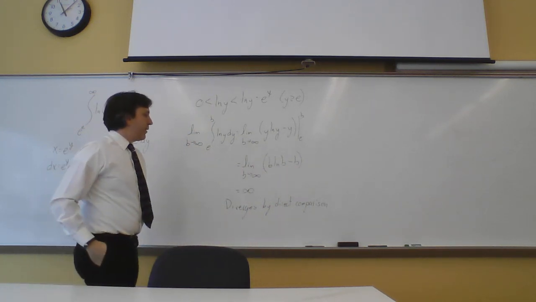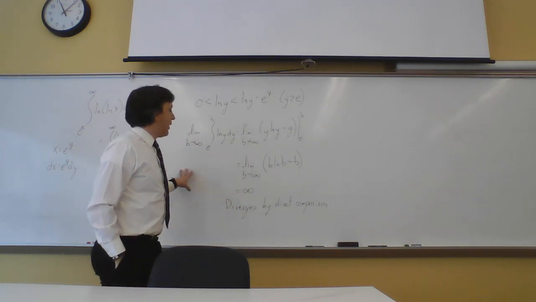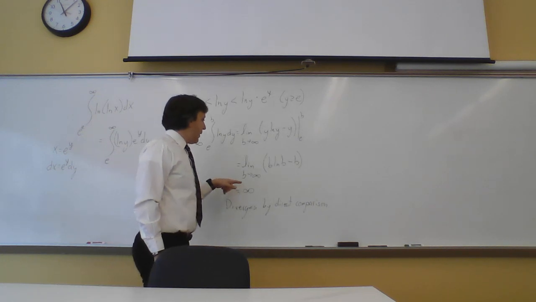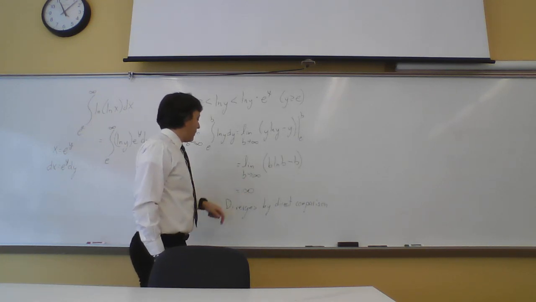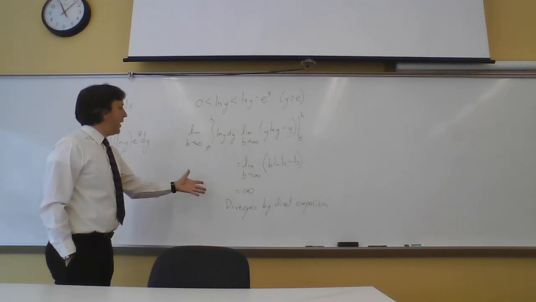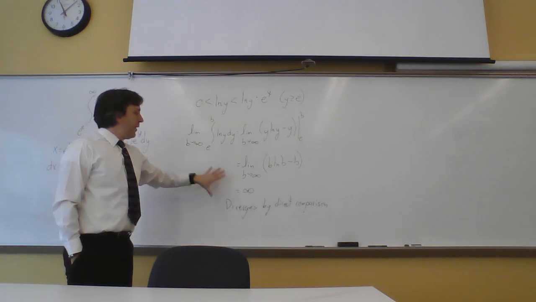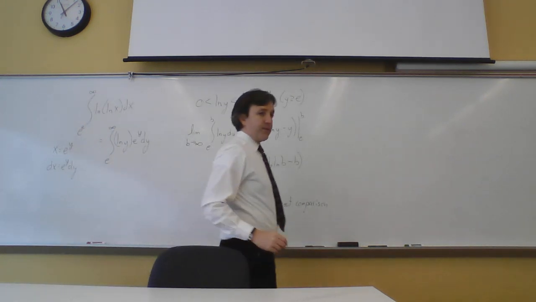But here's the thing, b natural log of b is going to infinity really fast. Which means that this whole limit is going to infinity. And so because the natural log of y is a smaller function this time, our function has to diverge by the direct comparison test. So there we go.